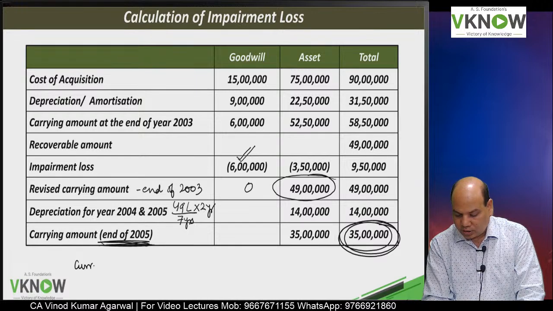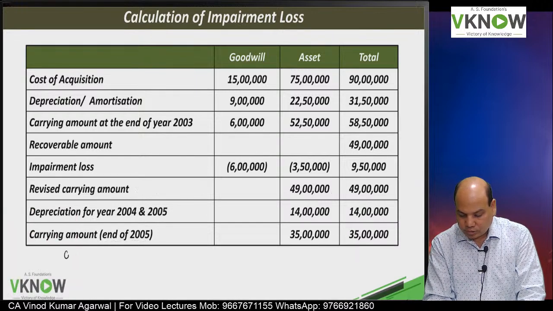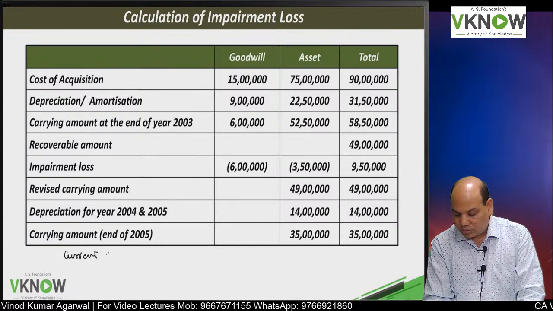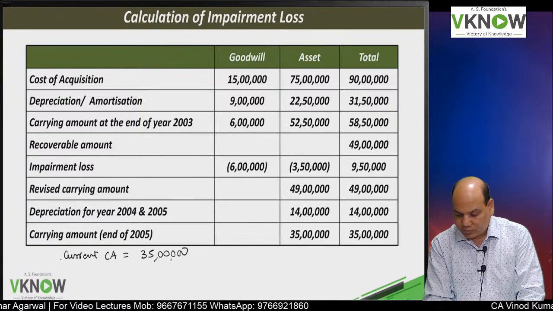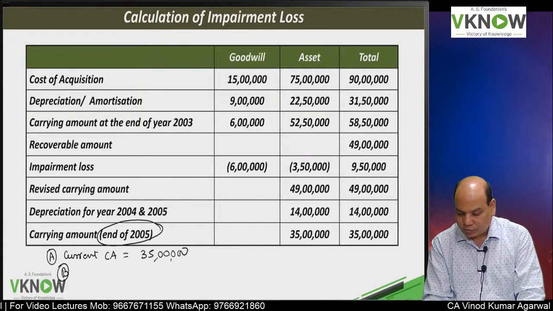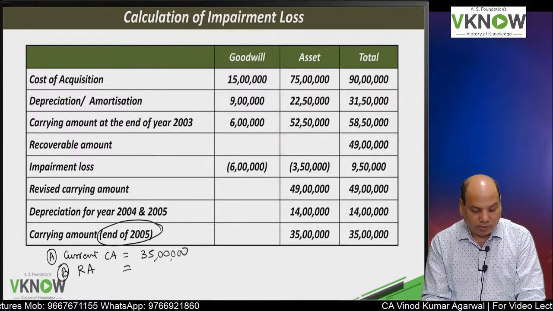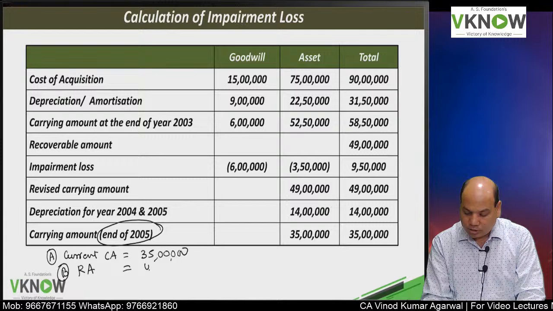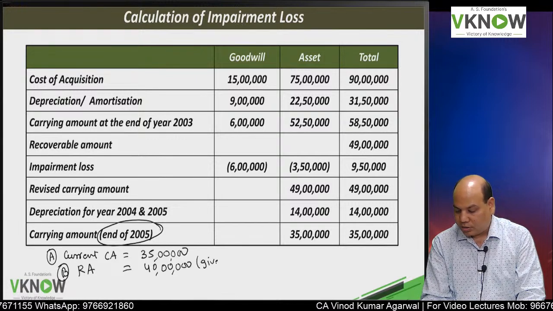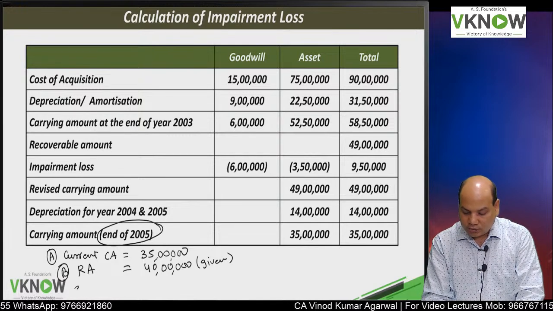My current carrying amount of the asset is 35 lakh. This is the first thing I need to find out: 35 lakh at the end of 2005. Because we got the indication of reversal, we'll compute the recoverable amount. Fortunately, in the problem, the recoverable amount of 40 lakh is already given. Then I will compute the notional carrying amount.